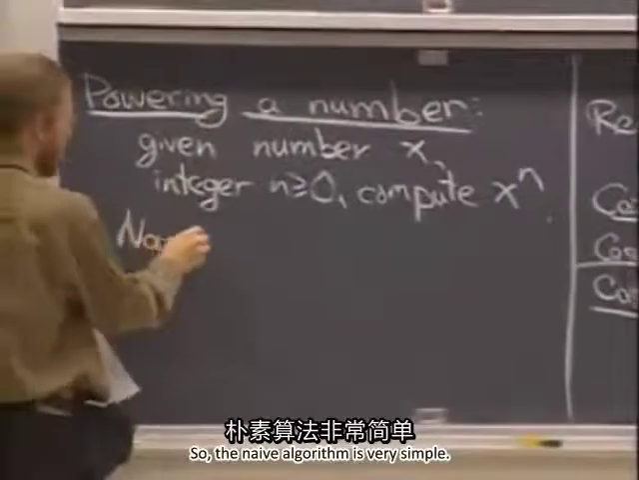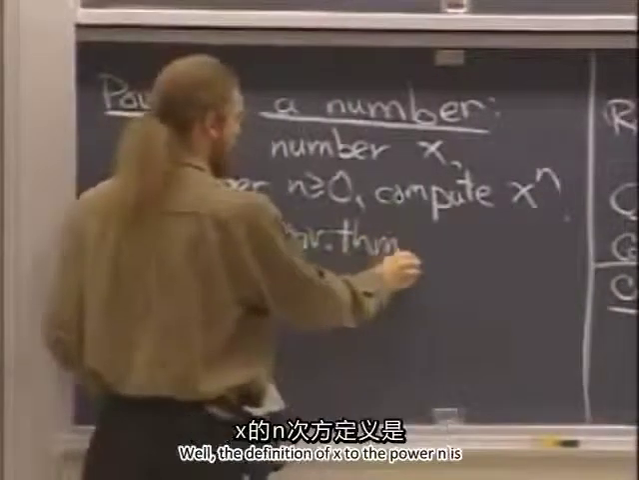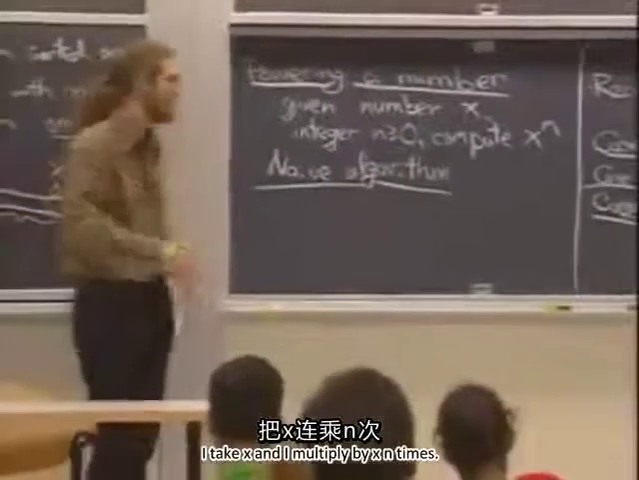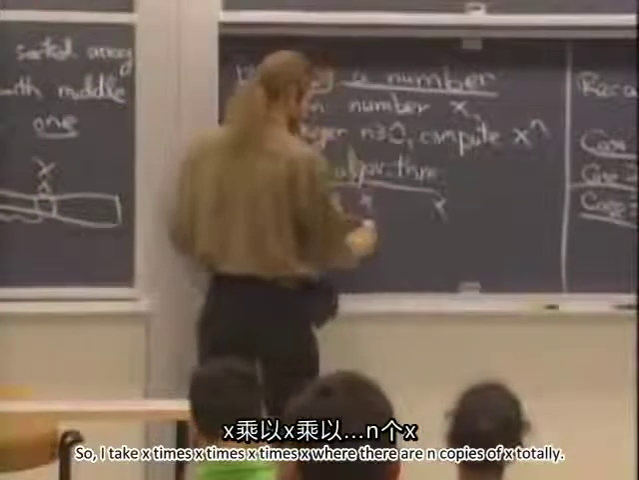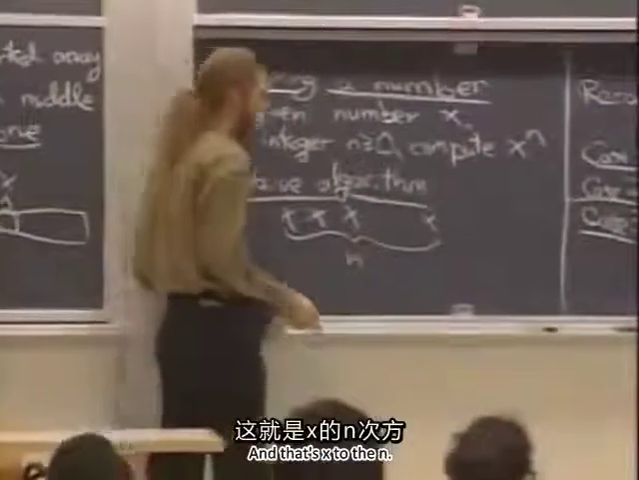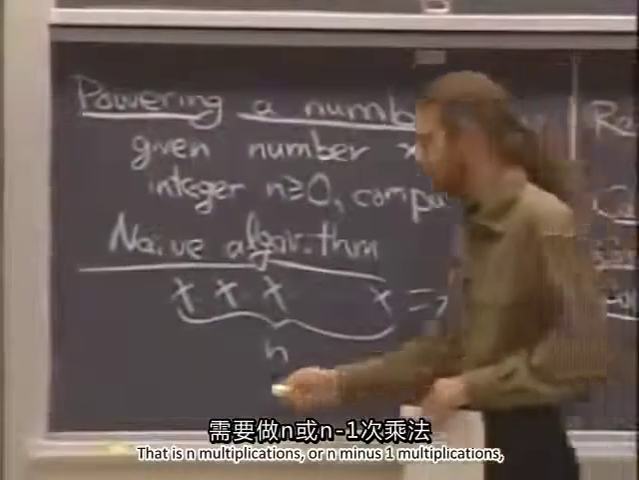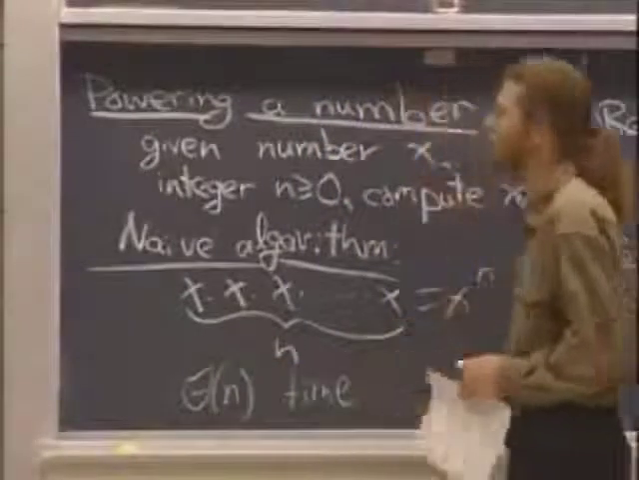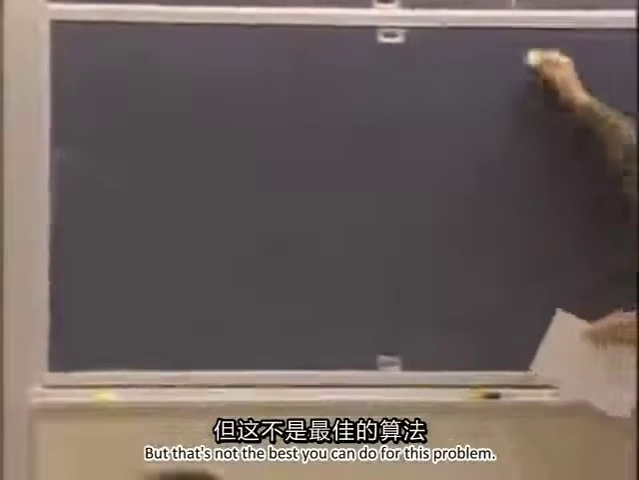So the naive algorithm is very simple. How do you compute x to the power n? Well, the definition of x to the power n is I take x and I multiply by x n times. So I take x times x times x times x, where there are n copies of x total. And that's x to the n. No big surprise. That's n multiplications, or n minus 1 multiplications, theta n time.